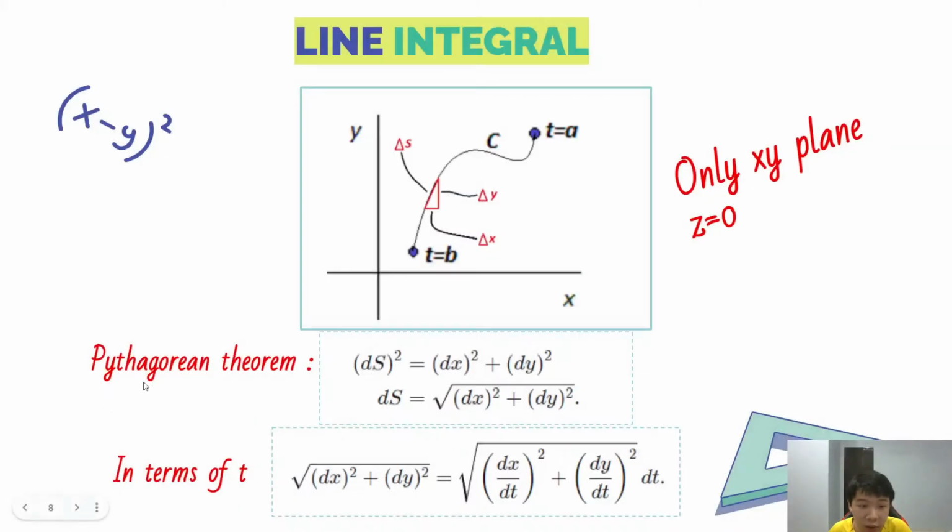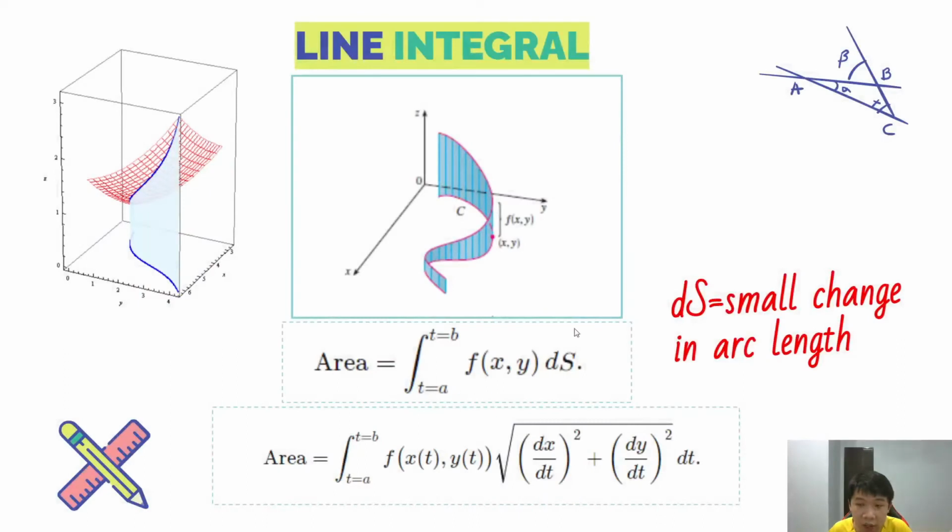Then we use the Pythagorean theorem, where the change of arc length is equal to the small change of x plus the small change of y. Then we simplify the equation and you can get ds equal to the square root of dx squared plus dy squared. Then we find it in terms of t, so we can get this formula. After that, we substitute the ds into the formula, and then we can get the formula on this.